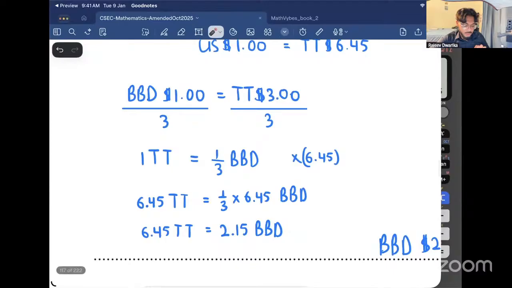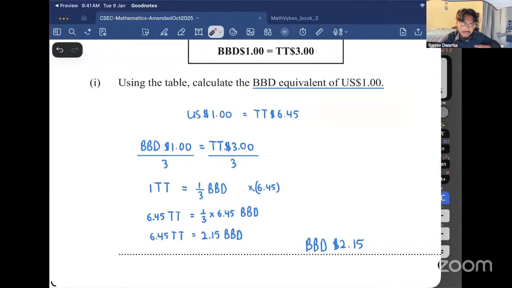All right. So here's the question. They're asking us what BBD would be equivalent to 1 US dollar. So remind me, Carla, 1 US dollar was how much TT dollars?